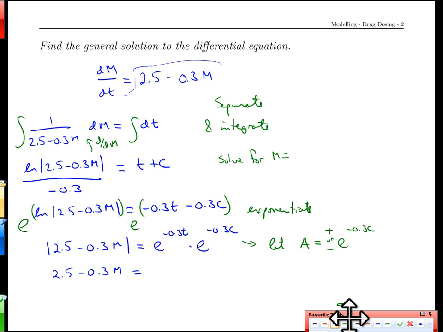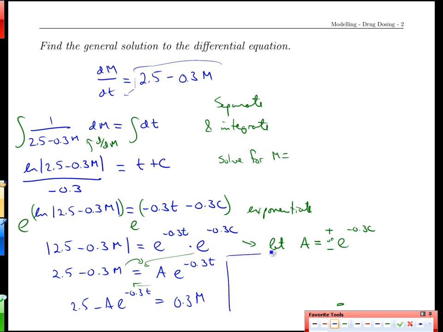This whole term here, we'll bring it to the front, but we're calling it a, and e to the negative 0.3 t. And we're almost there. I think the most efficient thing is to bring this over to this side, that over to that side. So we get 2.5 minus a e to the negative 0.3 t equals 0.3 m's.